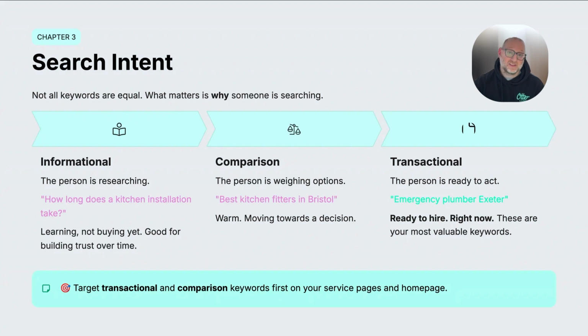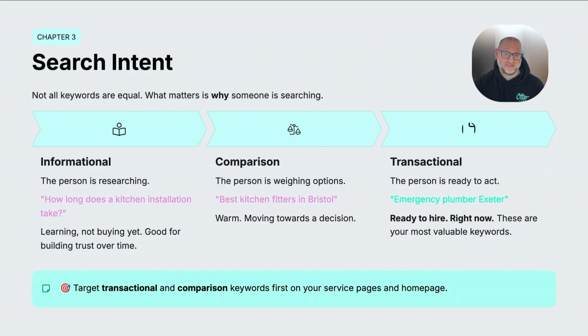Then there's comparison intent. So the person is weighing up their options. Best kitchen fitters in Bristol. Gas engineer versus electric heating, for instance. They know roughly what they want. They're comparing their choices and they're moving closer to a decision, and this is warm territory.